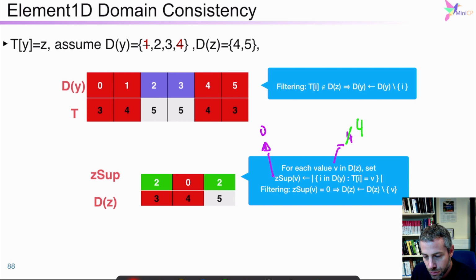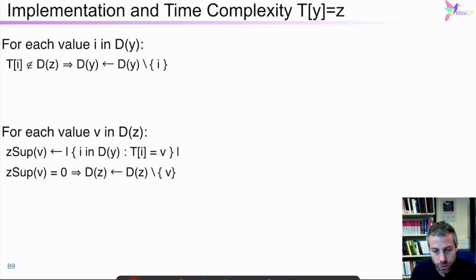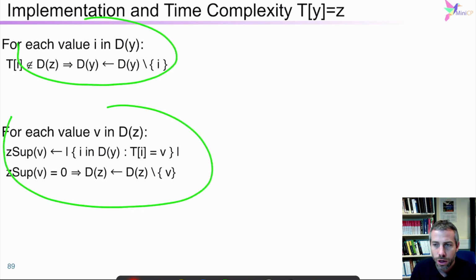That's not the case, for instance, for the value 5. If you take the value 5 there, you see that there are still 2 indices with this corresponding value 5 left, and so the support is 2. This is why we cannot remove the value 5 from the domain of the variable z. If you apply these two filtering rules, the first one in the first direction and this one in the other direction, you will achieve domain consistency.